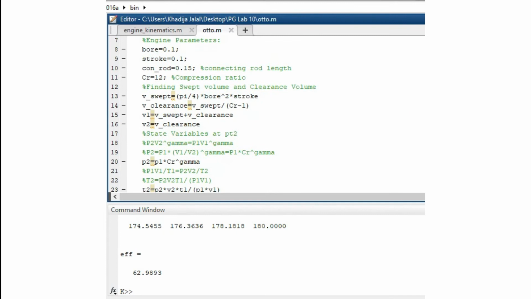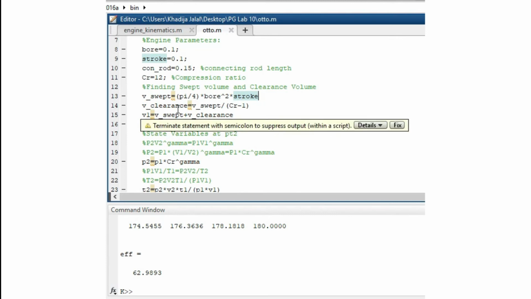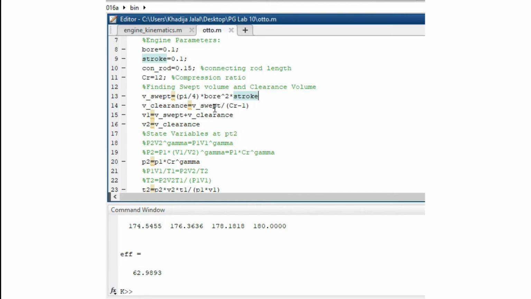So students, first we will find out the swept volume and clearance volume. So here you can see that the swept volume, we have already seen in the slides, is equal to pi by 4 into bore square into stroke, and the clearance volume is equal to V sweep divided by the compression ratio minus 1. So by using these formulas we have found the values of V sweep and V clearance.